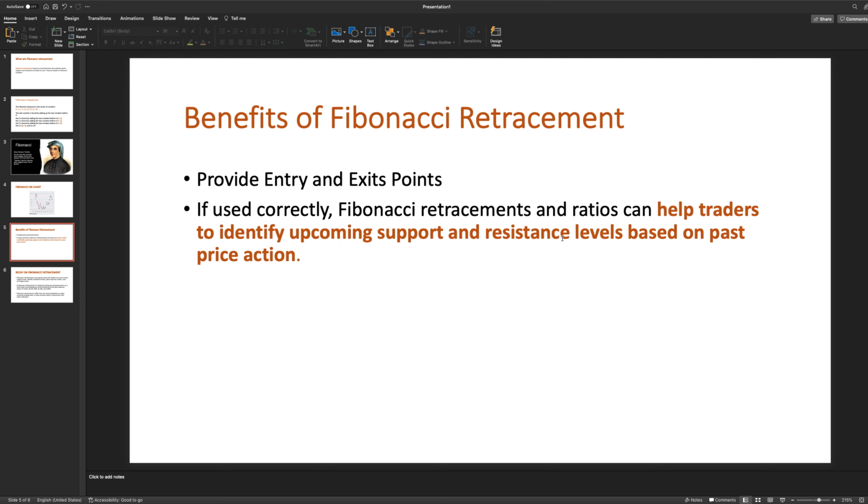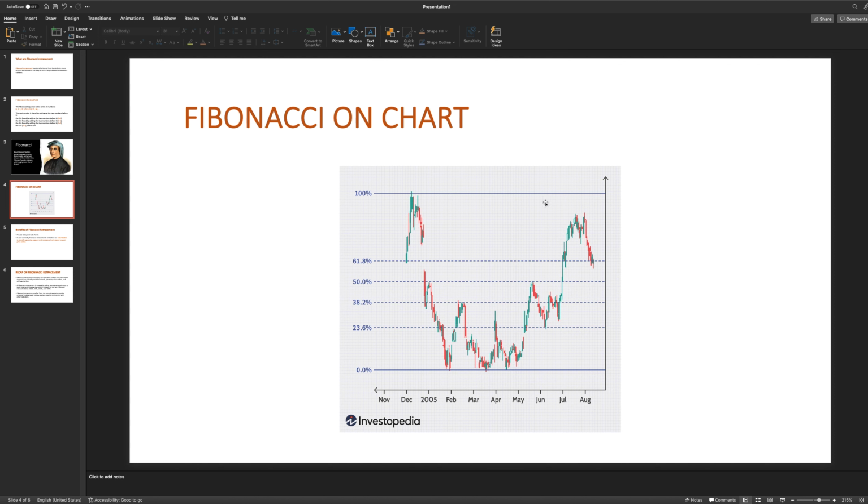And these support and resistance zones are used as entry and exit levels, because support and resistance levels are based on price action, and price action just basically means what price is doing or what price did previously. So if it is what price did previously, then you'll be able to identify this support and resistance level based on price action.